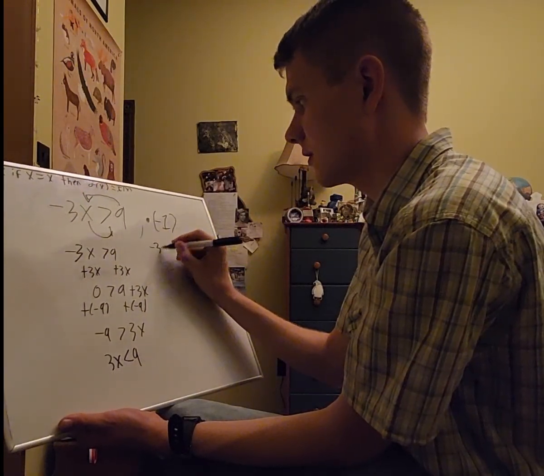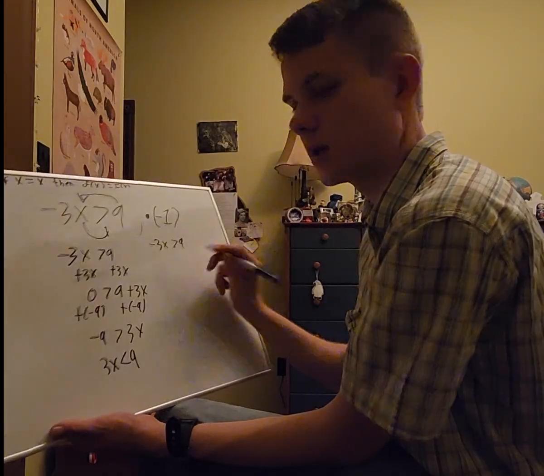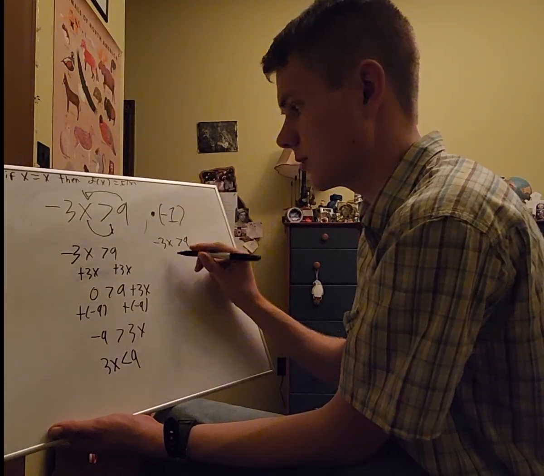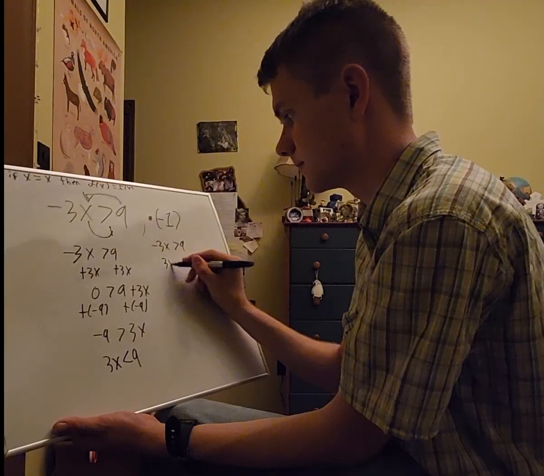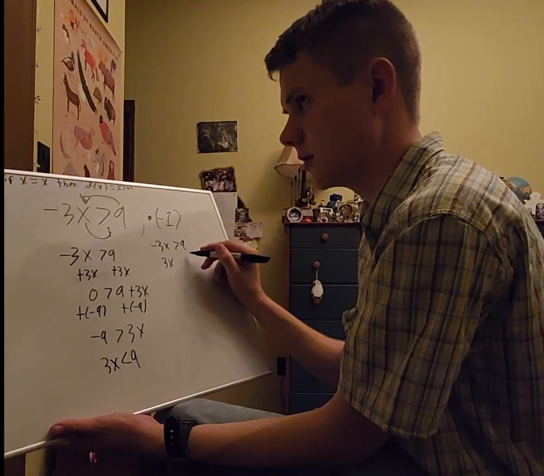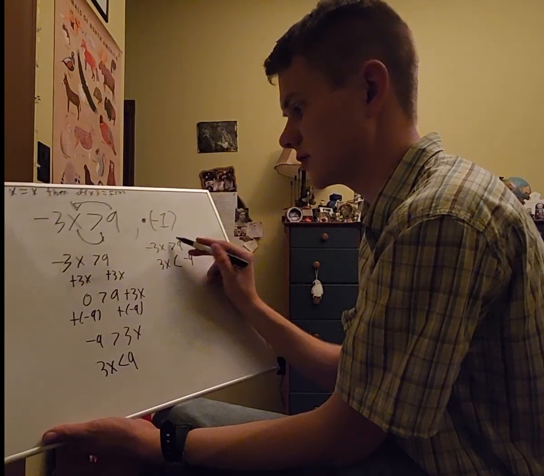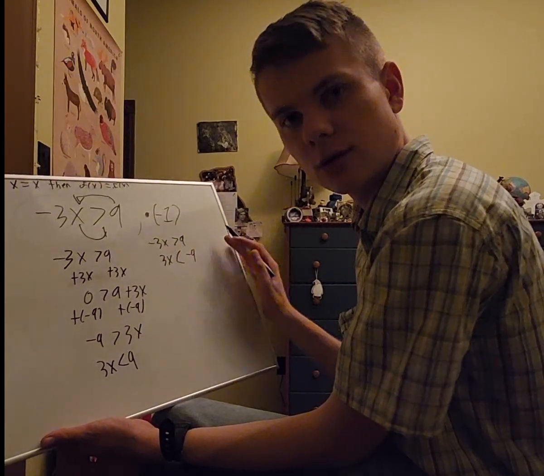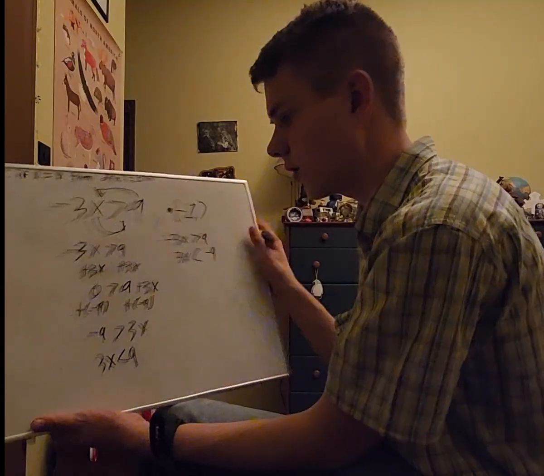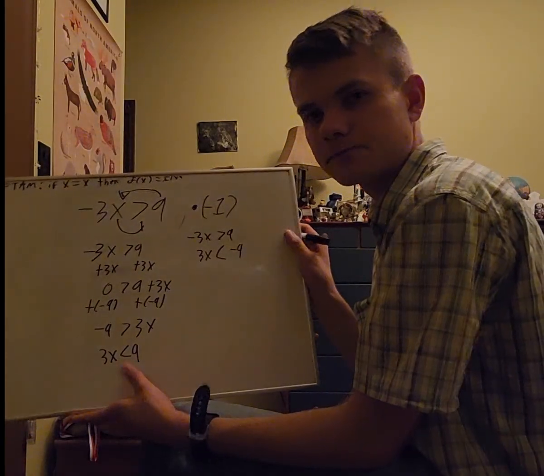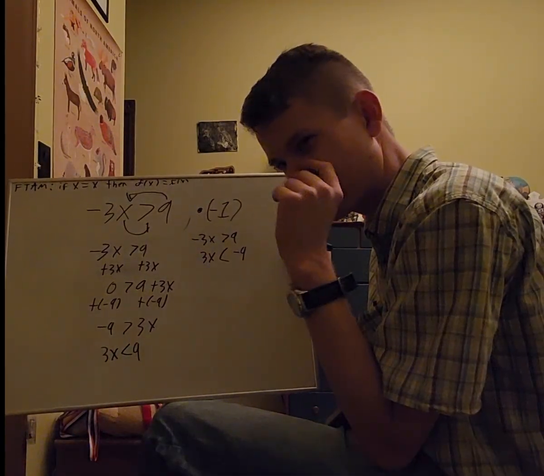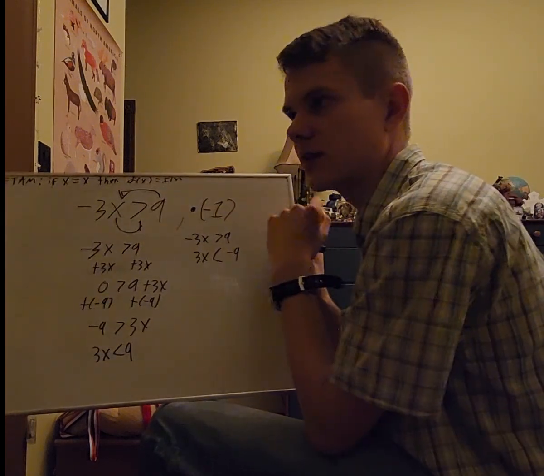So we got negative 3x is greater than 9. Multiply it by negative 1. Negative 3x times negative 1, that's 3x. Okay, 9 times negative 1 is negative 9. And they tell you to flip the sign, so if it's greater than, it becomes a less than. So greater than or equal to becomes a less than or equal to. And hopefully you see why now. That might have been somewhat confusing, but hopefully that makes sense.